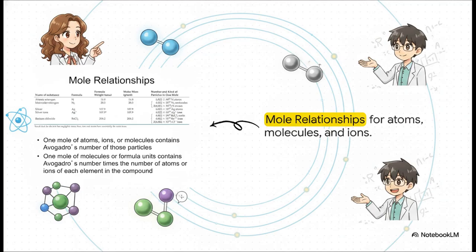What's really fascinating here is just how incredibly versatile this counting unit is. The rule applies to literally any elementary entity. Whether you're dealing with atomic nitrogen, molecular nitrogen gas, silver atoms, or silver ions, one mole always means you have Avogadro's number of that specific thing.